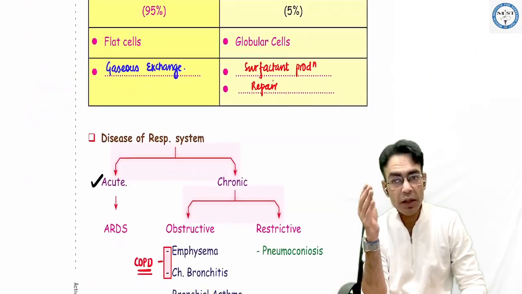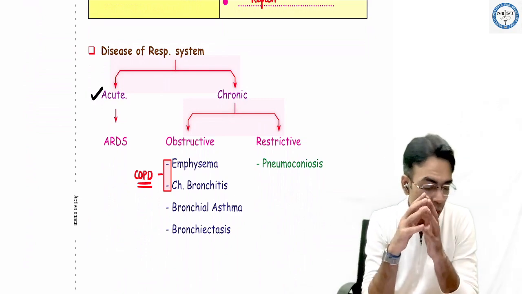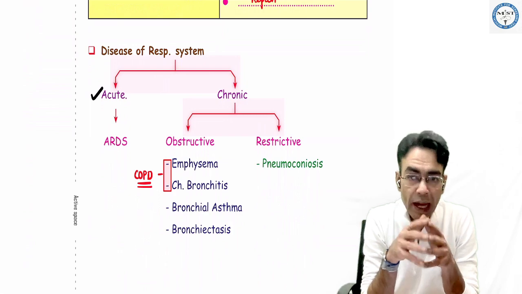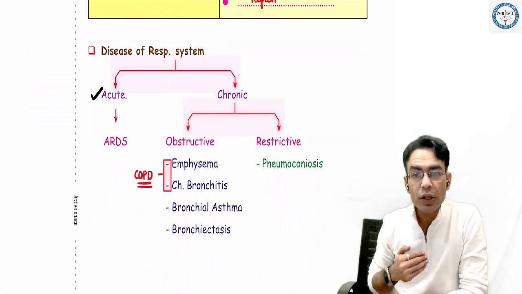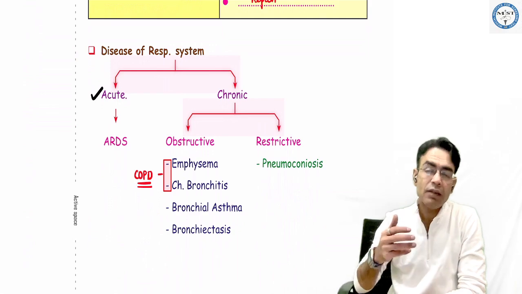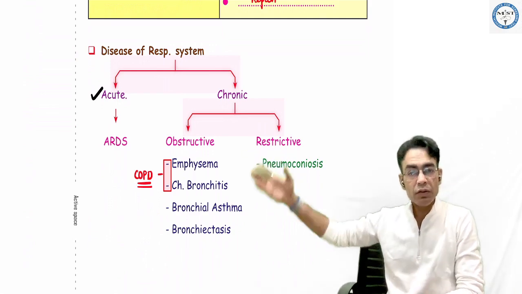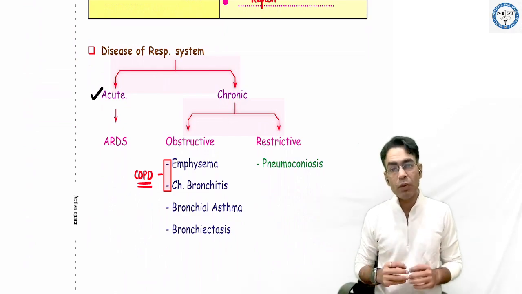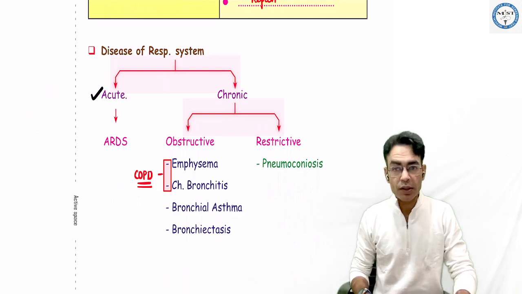The diseases of the respiratory system which you're going to read are acute and chronic. In acute, we'll be discussing about one disease, and that is your ARDS, and in chronic, it will be obstructive and restrictive. In obstructive, it is difficulty in putting the air out. In restrictive, it is difficulty in taking the air in. In obstructive diseases, we'll be discussing these four: emphysema, chronic bronchitis, bronchial asthma, and bronchiectasis. Whereas in restrictive, we'll be discussing about pneumoconiosis.